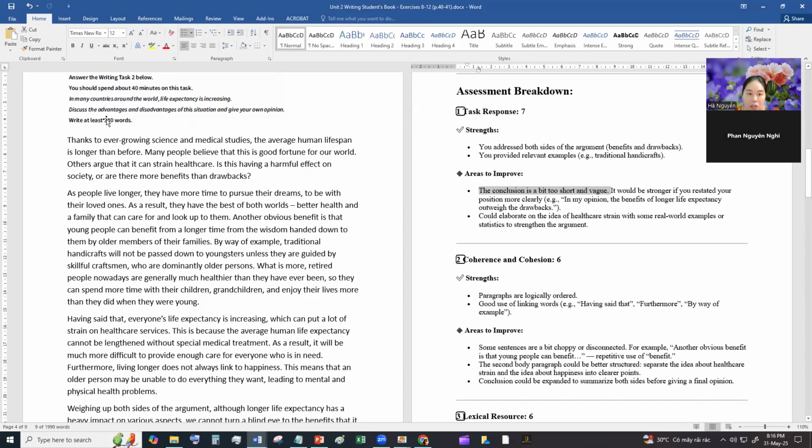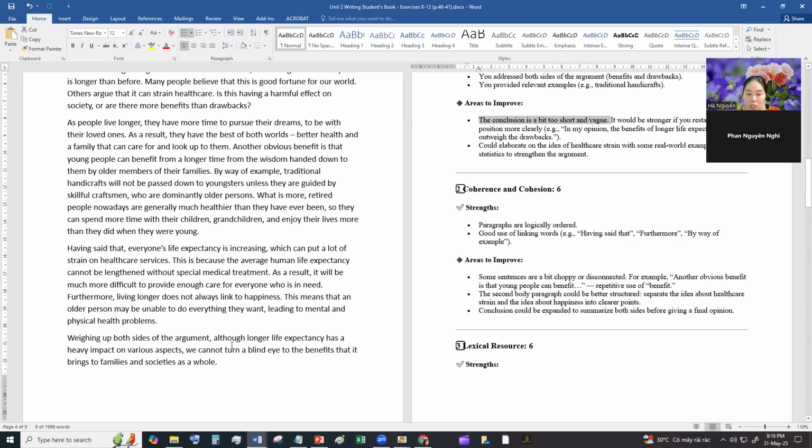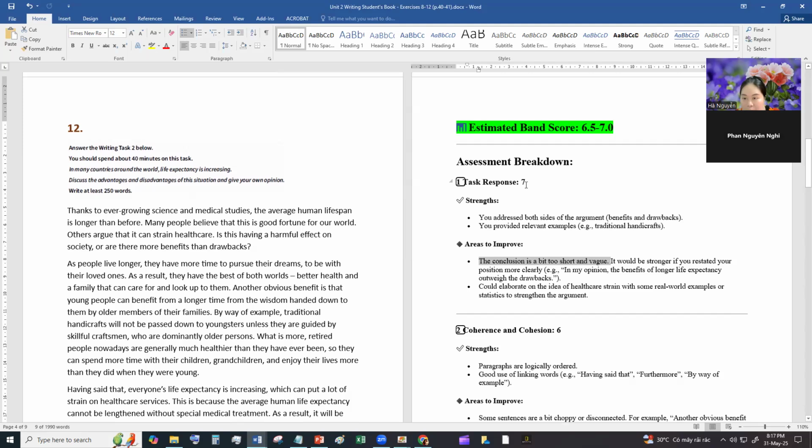What are the advantages of increasing life expectancy? Number 2, you do the same for the disadvantages. And number 3, you give your own opinion. What do you think about this trend? Is this a good trend, or is it a positive trend? Is it a negative trend? But actually, in the conclusion, we don't see that. So it could not get a higher band score because it did not fully, completely answer the question.